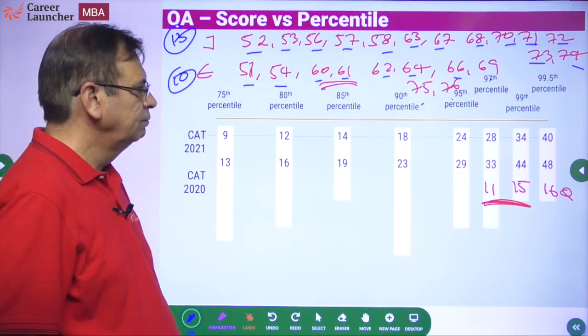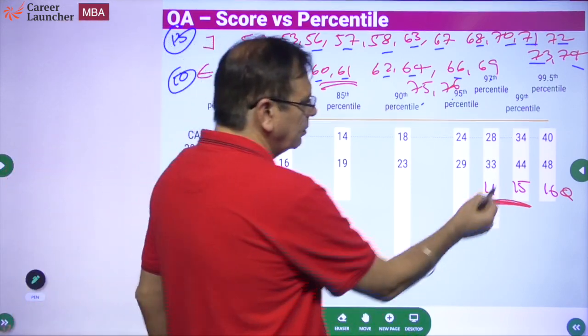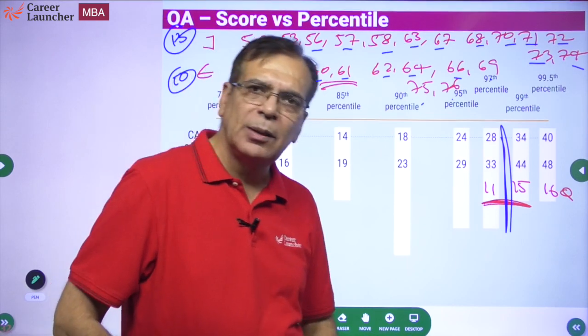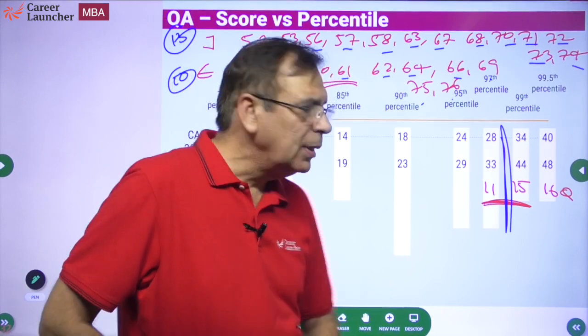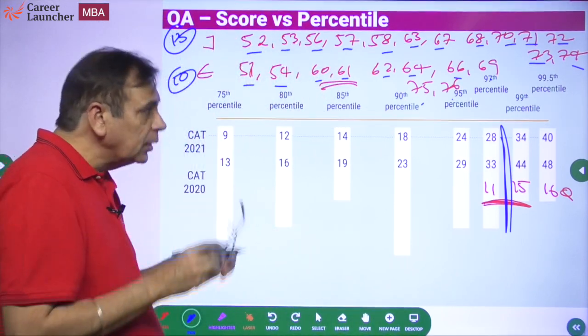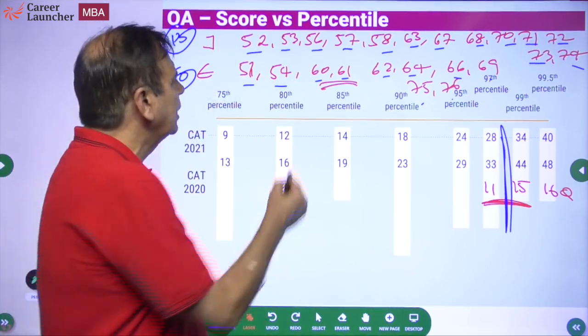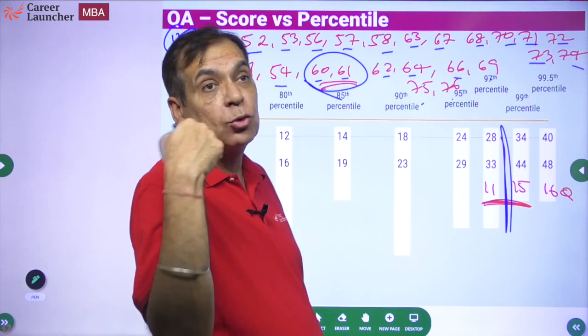Done? If you do only the jugaad, you will be at about 98.98 percentile approximately. Please understand what you are supposed to do in the paper. In the paper, you have to do the jugaad questions, you have to do the easy questions, and the easy questions that are time consuming, you are supposed to leave them.